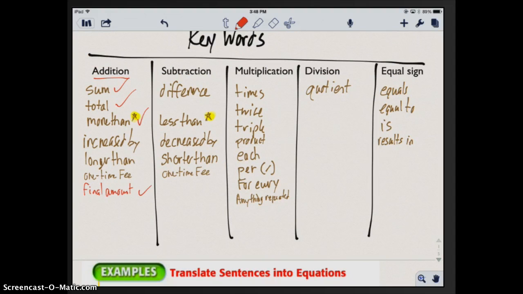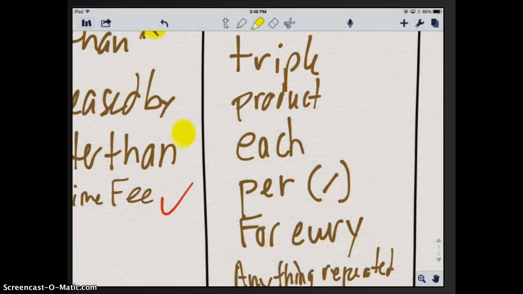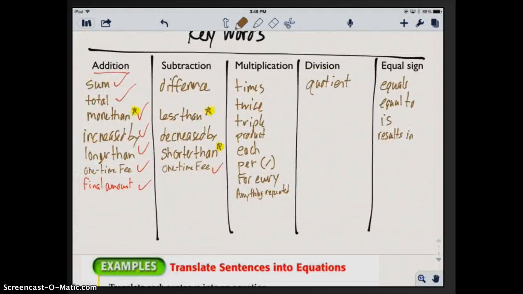The phrase more than, notice how it has a star. That means you're going to flip-flop the numbers around it. We'll go over that in a moment. Increased by, longer than, or a one-time fee. One-time fees can also be subtracted depending on how they're used. Shorter than should actually have a star next to it, because with shorter than, we're going to flip-flop the order of the words or numbers. Shorter than, decreased by, less than, again we'll flip-flop, that's why it has the star, and difference.